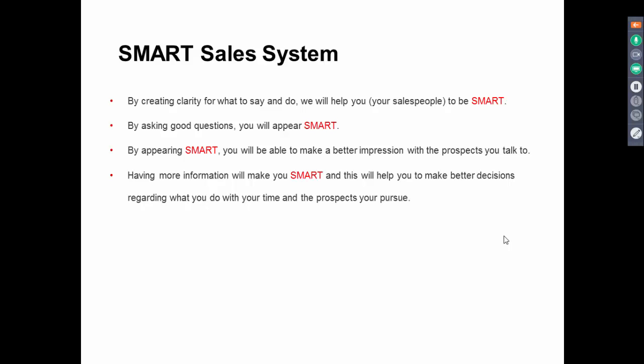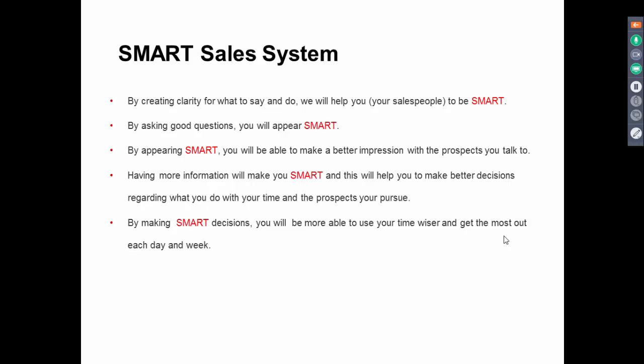By asking good questions, you're going to have more information from your prospects. If you only talk about what we sell and what we do, and you don't ask them questions about what's going on with them, you're not going to have information about them. But when you have information about them, that will make you smart. And this will help you make better decisions regarding how you sell to them, who you sell to, the business case you try to build, and every single thing that you do.